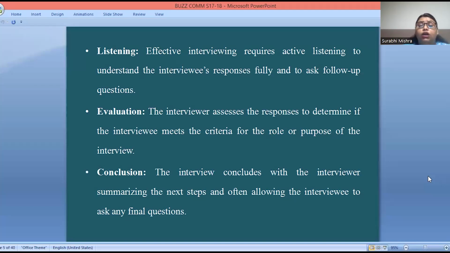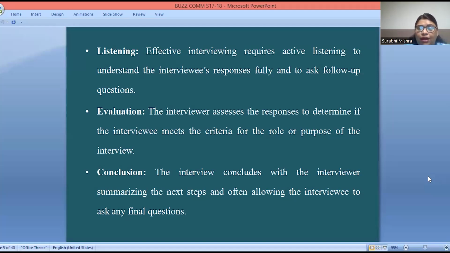The other thing is conclusion. The interview concludes with the interviewer summarizing the next steps and often allowing the interviewee to ask any final questions, right? So in conclusion, the interviewer gives a chance to the person who is giving the interview to ask whether there is any query from their end or whether they want to ask something. Such a thing is asked at the last of the formal conversation, right? So these were the key components of an interview.